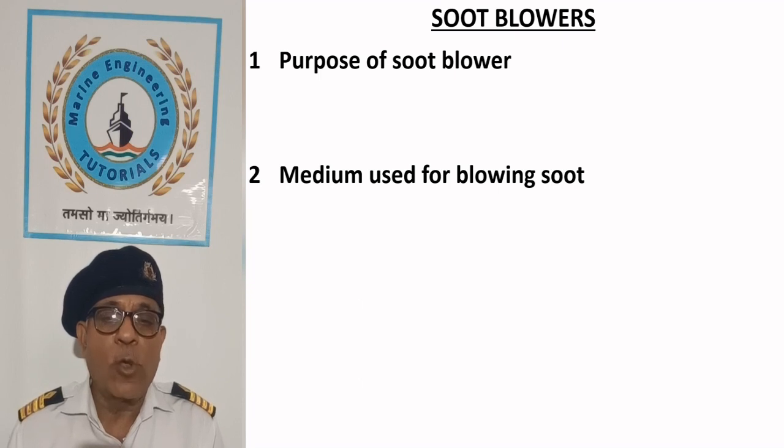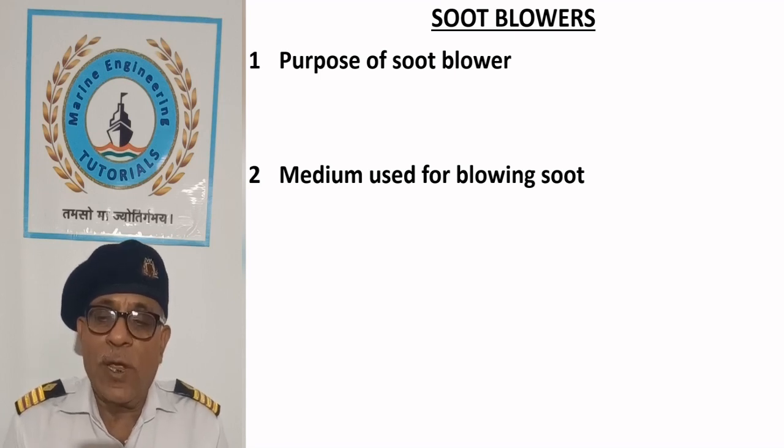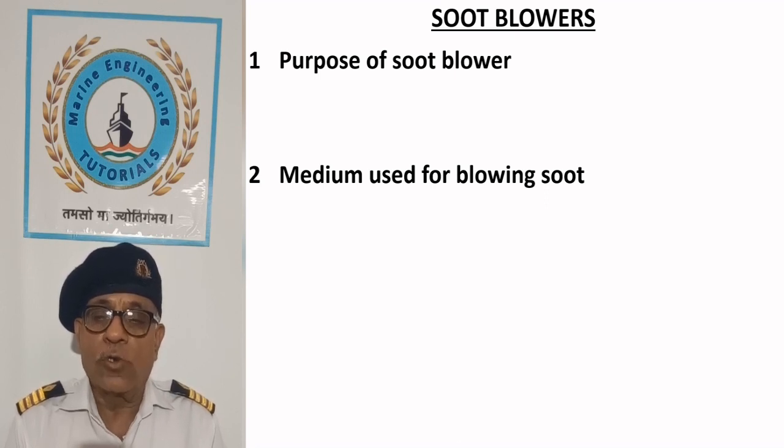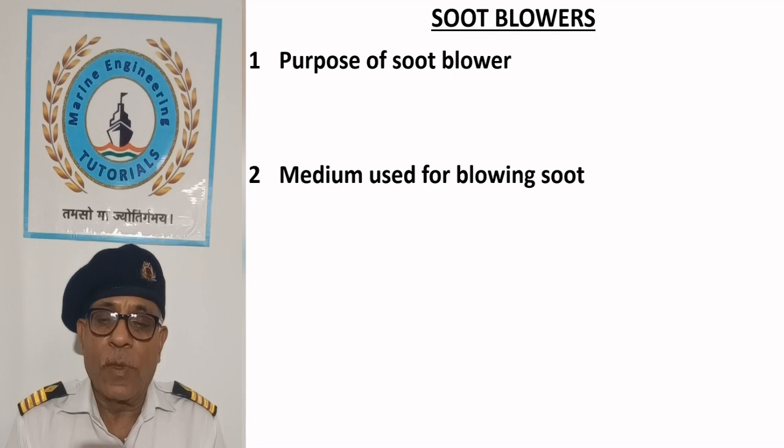Medium used for blowing soot. Steam is the usual medium for blowing off the soot from heat transfer surfaces on steamships, although some motor ships use compressed air for this purpose. Soot blowing by compressed air at 30 bar pressure provides better results than steam at 9 bar and requires much fewer soot blowing operations in comparison to steam.